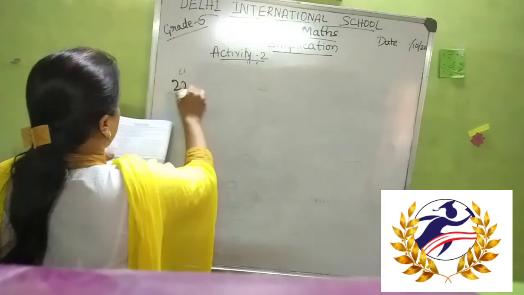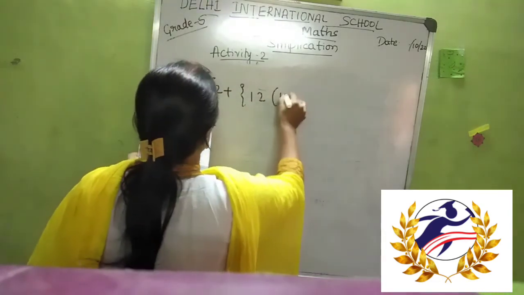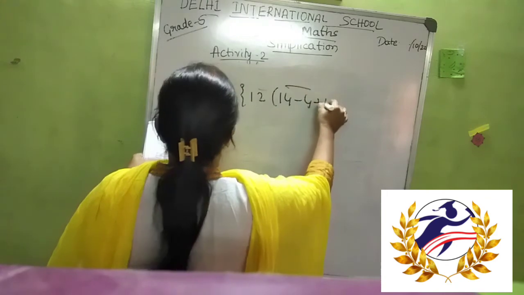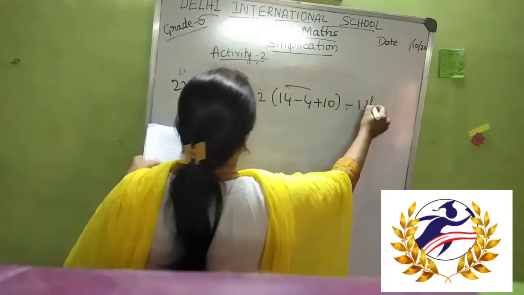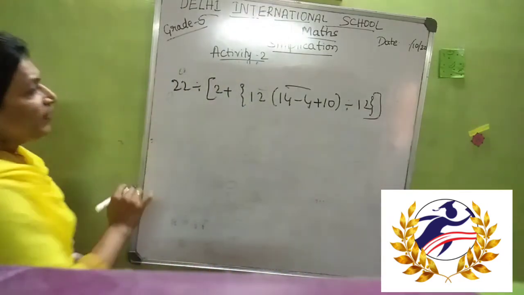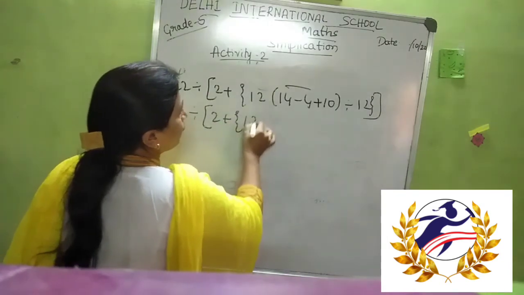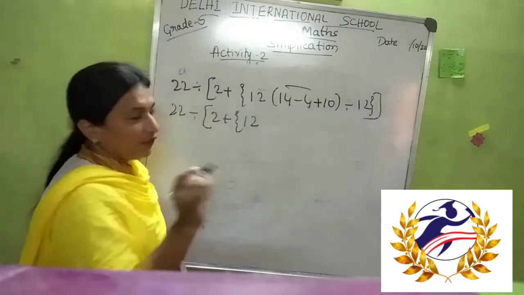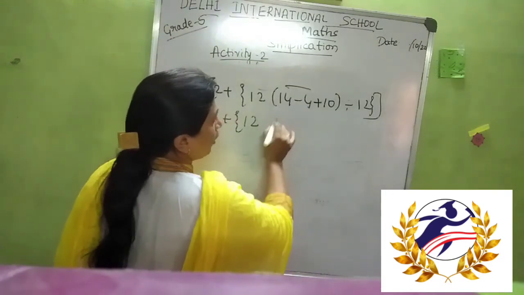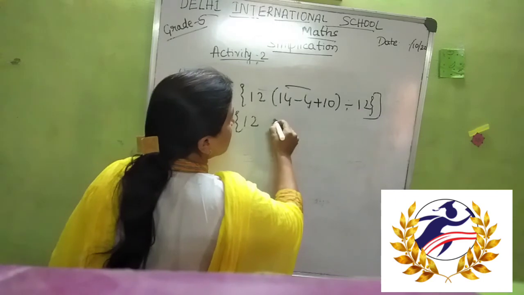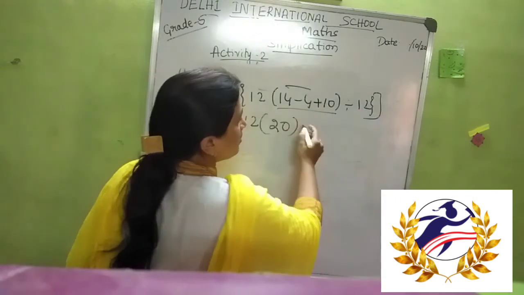So that is 22 divided by 2 plus 12, inside the bracket 14 minus 4. So this is how the problem is. So when I take this 22 divided by 2 plus 12, 14 minus 4 I should solve first, because under the bar, whatever numbers are there, we should solve that one first. 14 minus 4 is 10. 10 plus 10 is 20. So inside the bracket all this is covered.